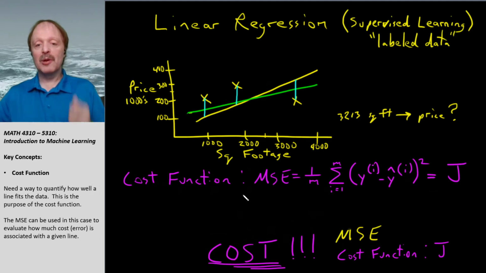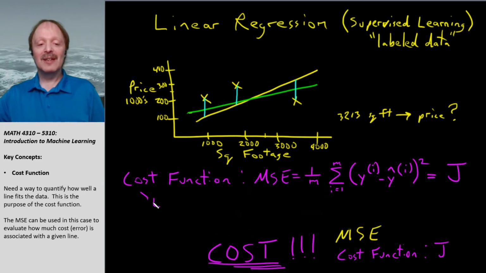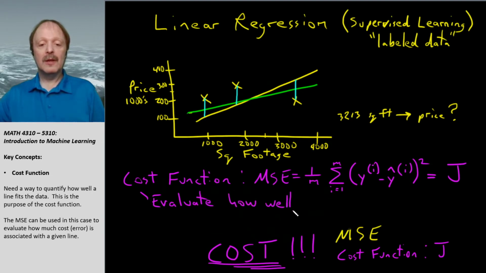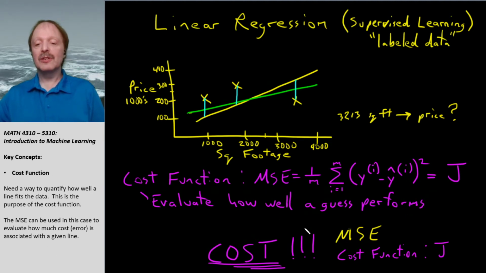Again, add this to your permanent vocabulary. J is the cost function, and the function of the cost function is to evaluate how well a guess performs. That's all the cost function is doing. And our cost function is going to look like this now. Alrighty, so we're getting close now.